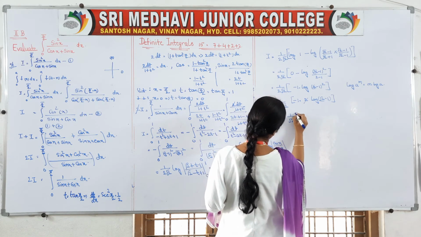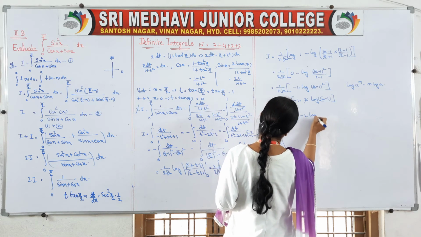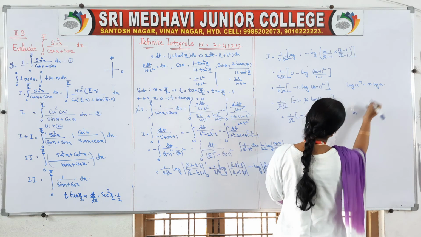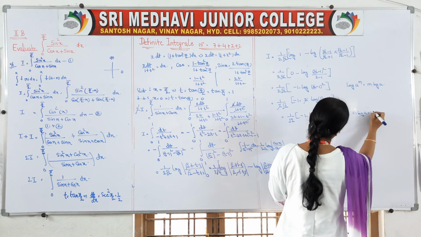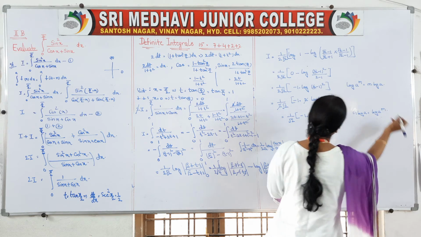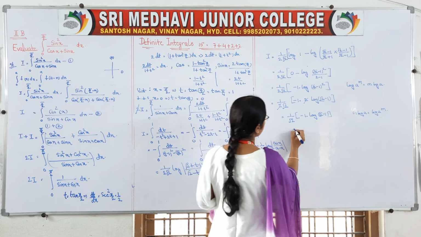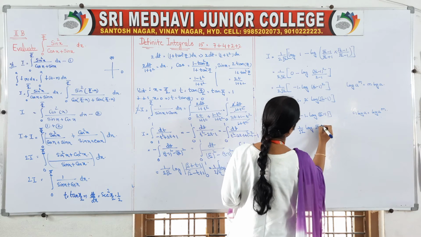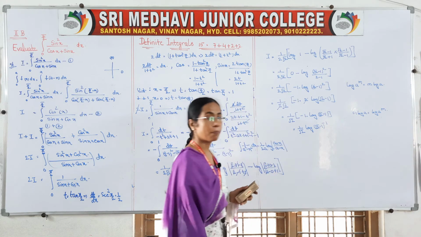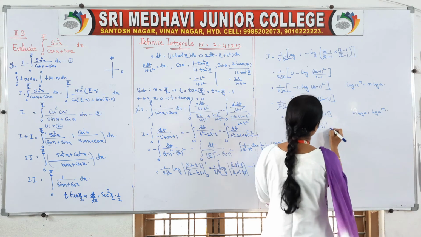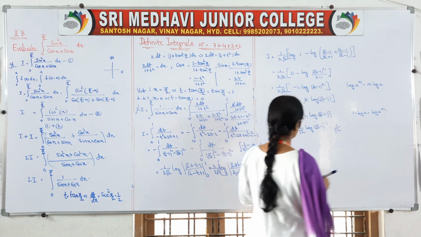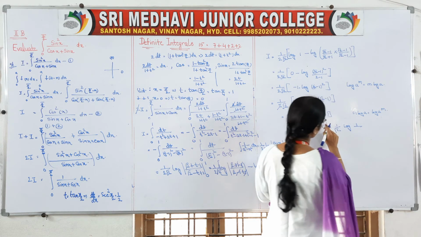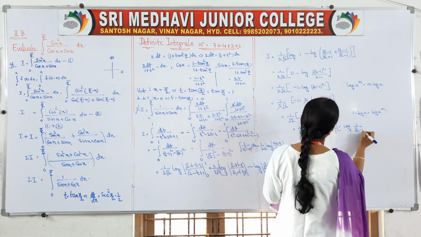1 by root 2 into minus 1 log of root 2 minus 1. So there is one formula, same reversely, m log a is there. We can take it as log a to the power of m form. So we can write this as 1 by root 2 log of root 2 minus 1 to the power of minus 1. So we can write this as 1 by root 2 into log of, to the power of minus 1 means downwards it comes.